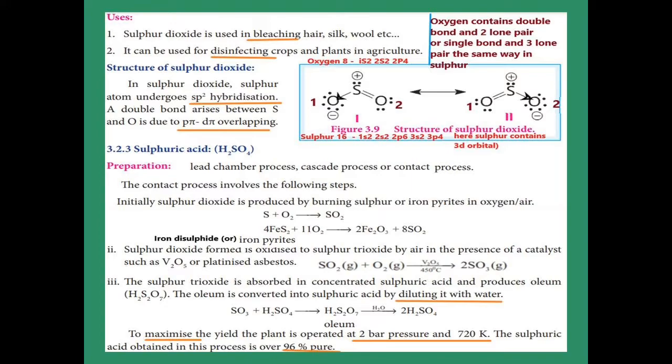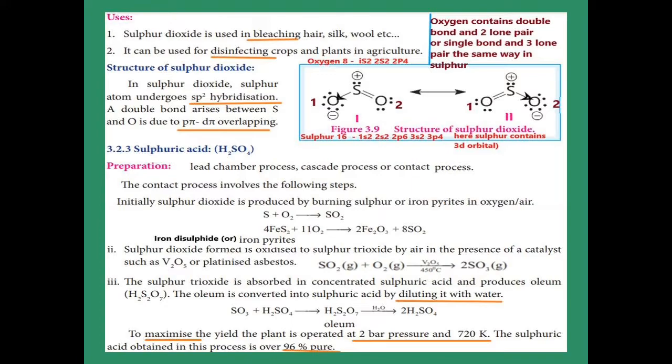Then you see that oxygen has atomic number 8, electronic configuration 1s2, 2s2, 2p4. Sulfur has atomic number 16, 1s2, 2s2, 2p6, 3s2, 3p4. If the orbit is 3, it contains 3d also. So oxygen has no d orbital, but sulfur has d orbital. So the double bond formation is by overlapping of p pi of oxygen and d pi of sulfur.